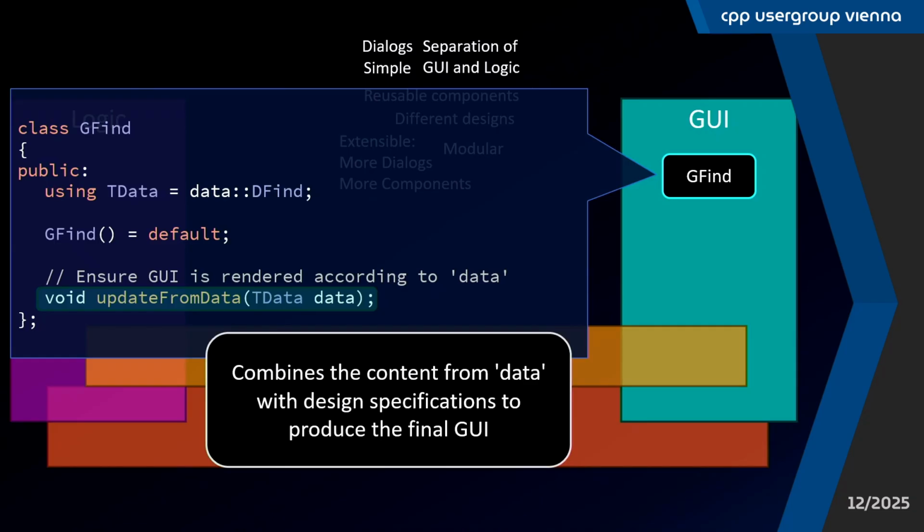So it combines the content, which, for example, contains the text of a button, with the actual styling information, which only exists on the GUI side, which tells me which colors, which fonts, which sizes, and so on and so forth.